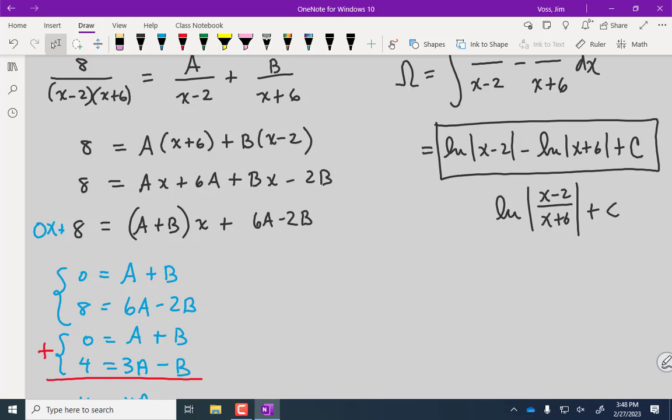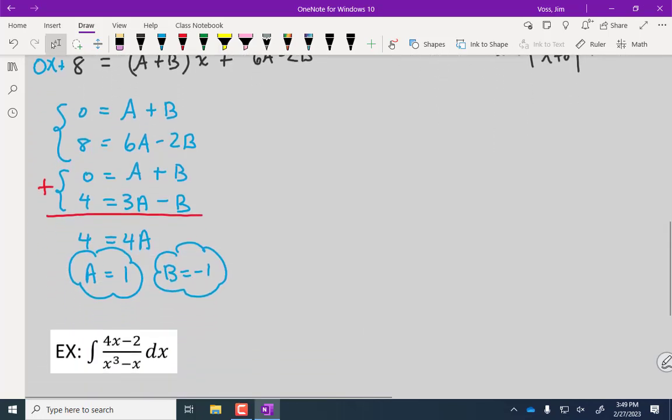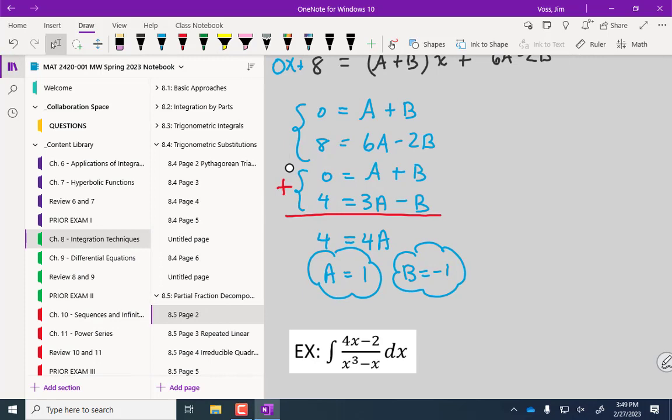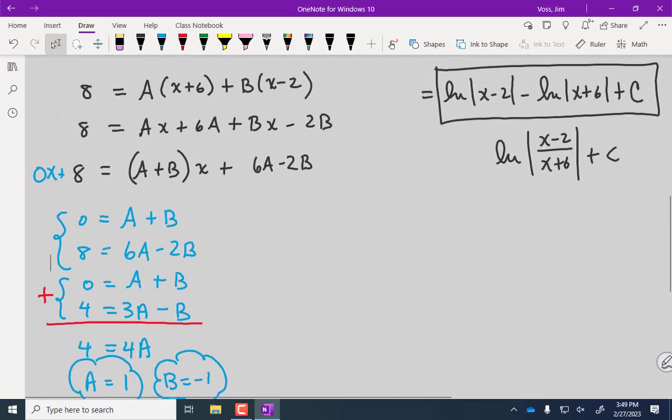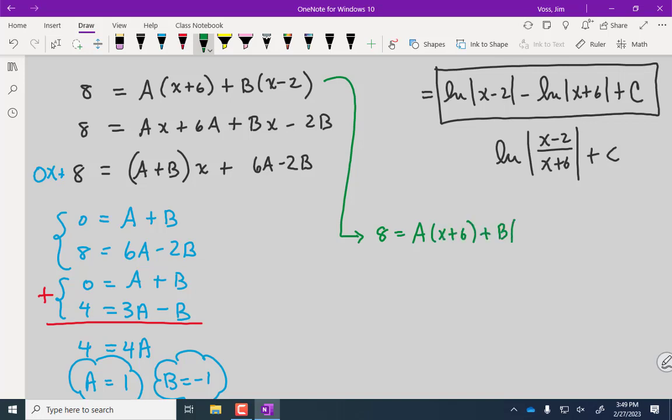Okay, so the traditional method is not that hard. We equate the coefficients, get a system, solve the system for A and B. Let's take a look at the convenient value method. So this equation right here, this is our PFD equation. So the PFD equation is that. So this is going to be for the convenient value method.